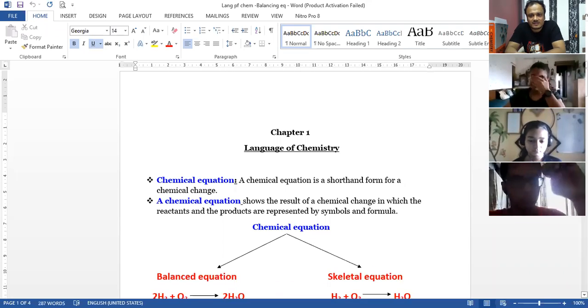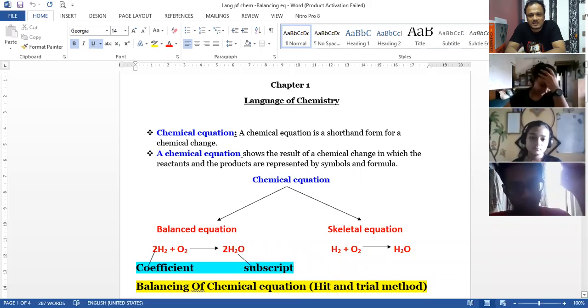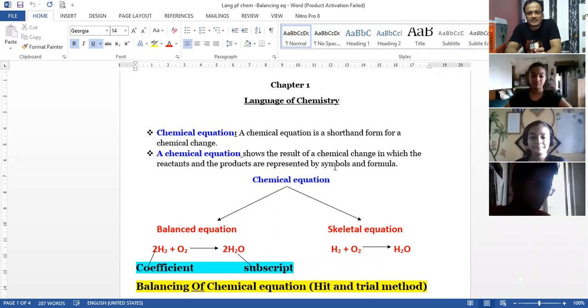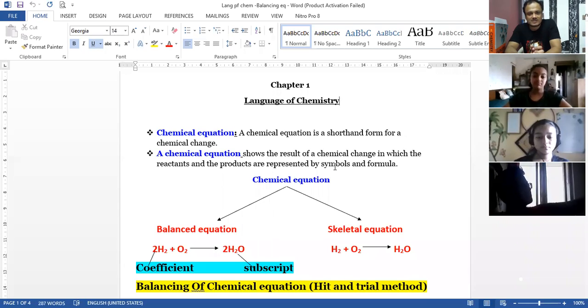This also we have done in grade 8. What is a chemical equation? A chemical equation is the shorthand form of a chemical change. Instead of saying that hydrogen reacts with oxygen to give you water, making such a big statement, you can write it in the form of an equation, that is H2 plus O2 giving you H2O. That is why it is called a shorthand form for a chemical change.